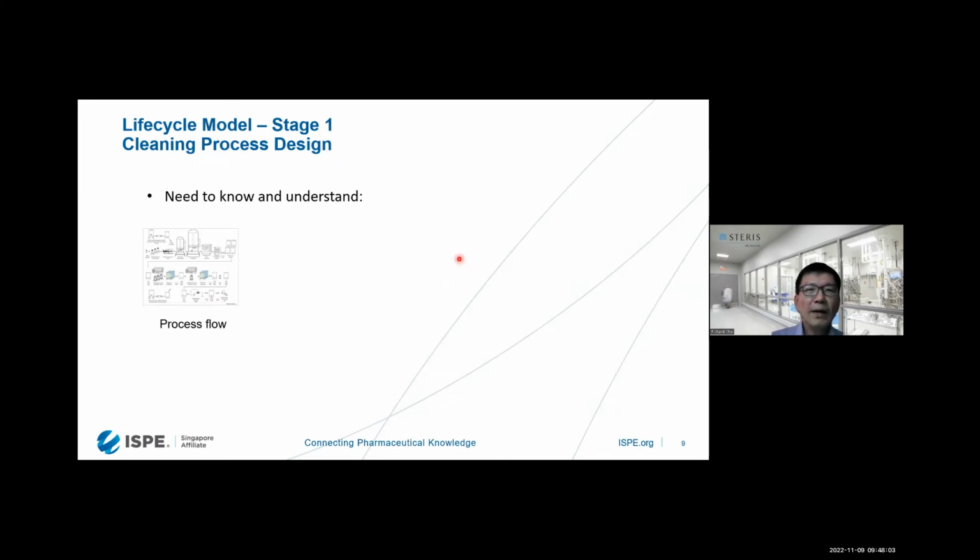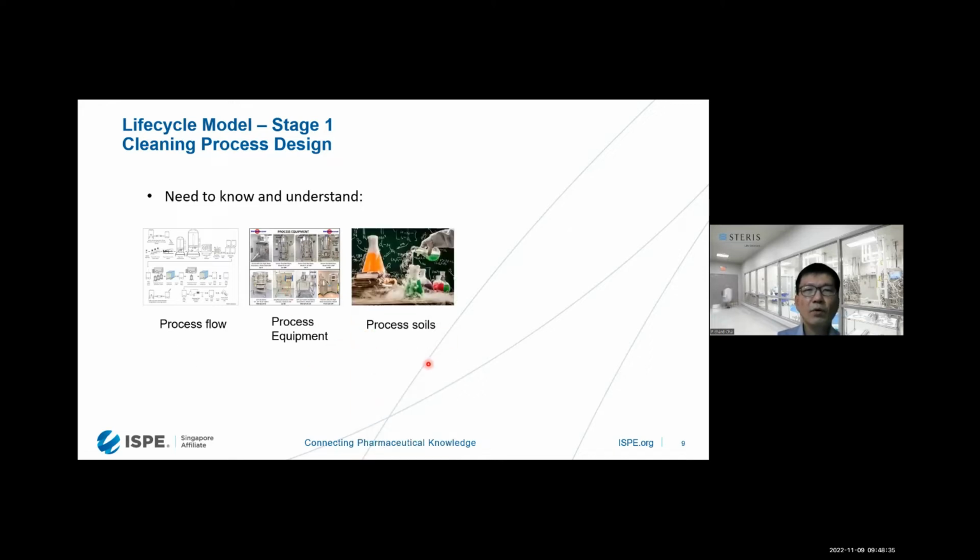So for the cleaning process design, it's very important that you know the process flow of your manufacturing process, how many equipment trains there are, and also the process equipment, whether it is a standalone equipment or the equipment is in a process train, and also the limitations in the cleaning process, whether there's a CIP process or a manual cleaning process. All this will need to be taken into consideration when you perform the cleaning process design.